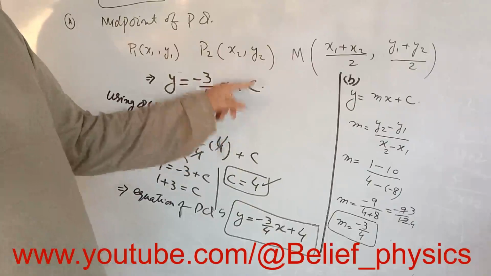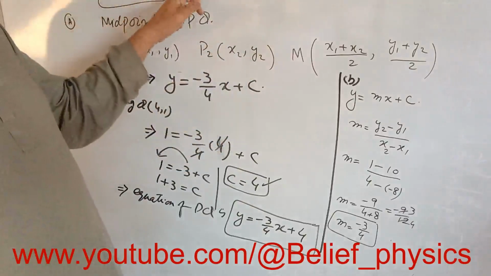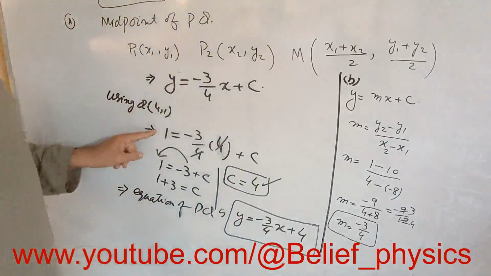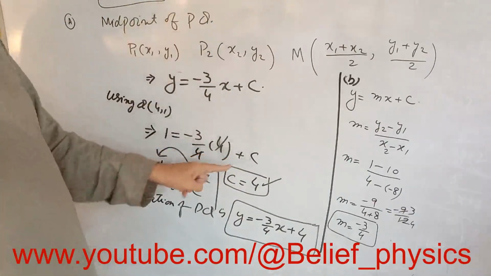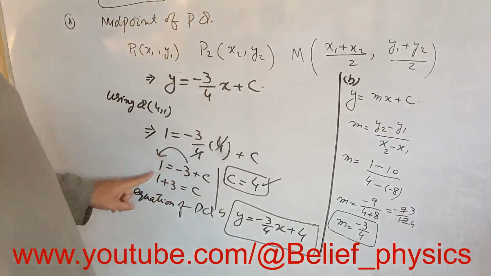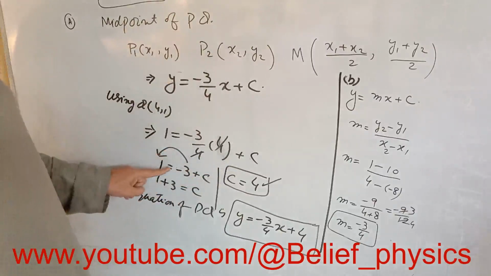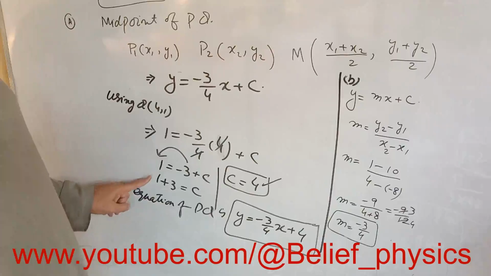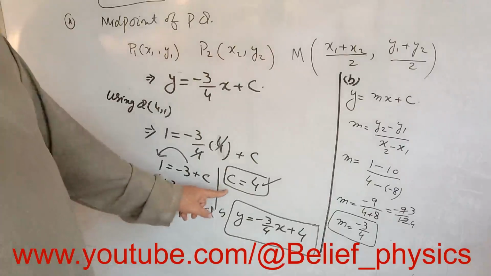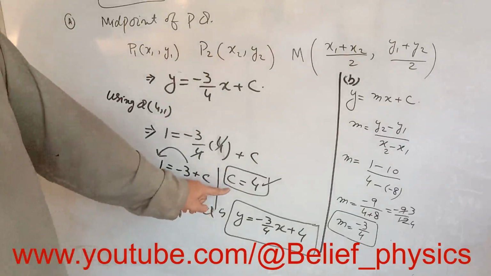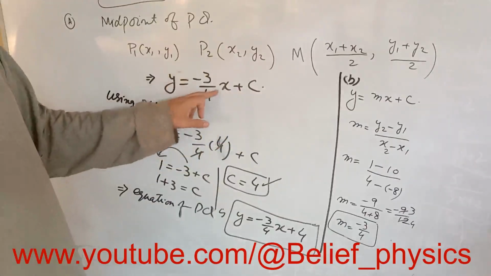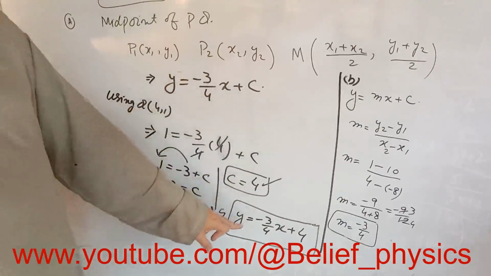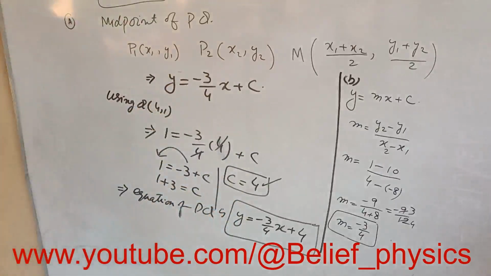Now we have to find c. You can use any point, P or Q. I use Q because it was easy. 1 is equal to minus 3 over 4, x is 4, plus c. Simplified, we get 1 is equal to minus 3 plus c. Minus 3 is shifted to the left-hand side and becomes plus. So 1 plus 3 is equal to c. C is equal to 4. So put the value of c here, and it becomes y is equal to minus 3 over 4 x plus 4. So this is the equation of PQ which we were required to find.